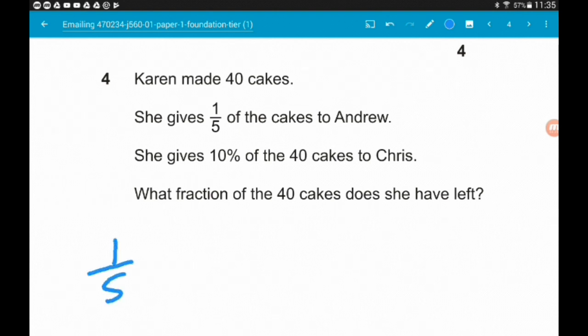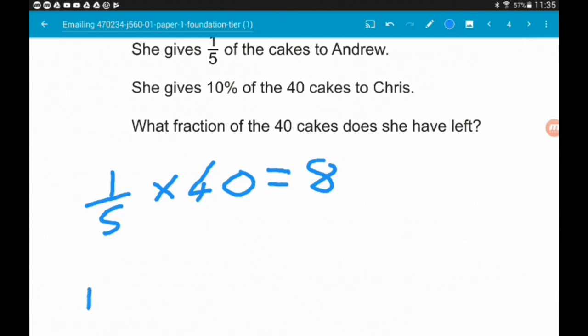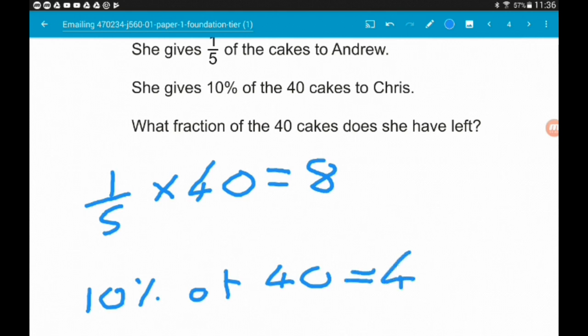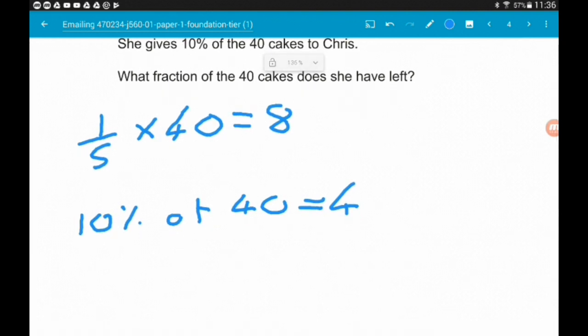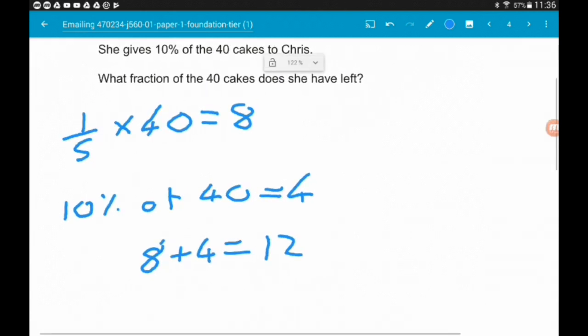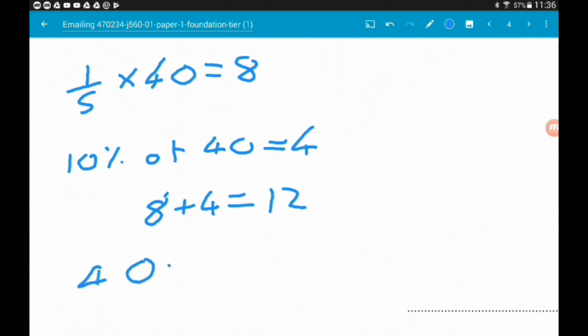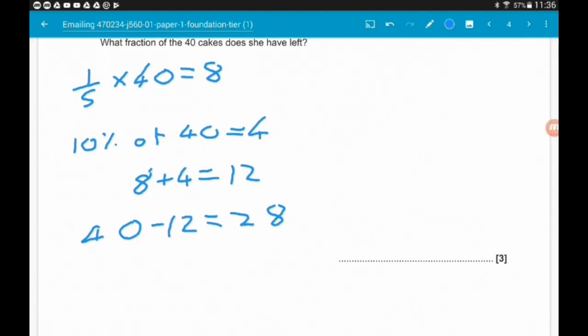1/5 of 40 on your calculator is 1/5 times 40, which gives us 8. 10% of 40 is 4. Altogether she's given away 8 plus 4 cakes, which is 12. So she has left 40 minus 12, which is 28 cakes. As a fraction, that's 28 40ths. It doesn't ask for it in its simplest form, so that's a fine answer.